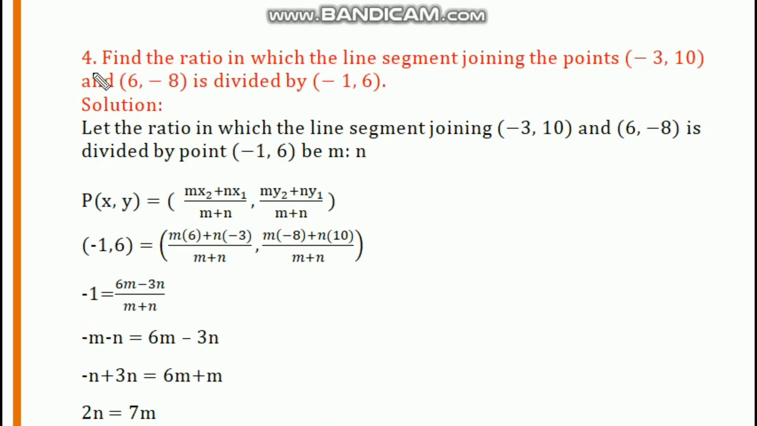Students, let's discuss exercise 7.2 fourth sum. Find the ratio in which the line segment joining the points (-3, 10) and (6, -8) is divided by (-1, 6). Actually, here we need to find the ratio of the line segment. The coordinates of the line segment are given, and at the same time the dividing point is also given.